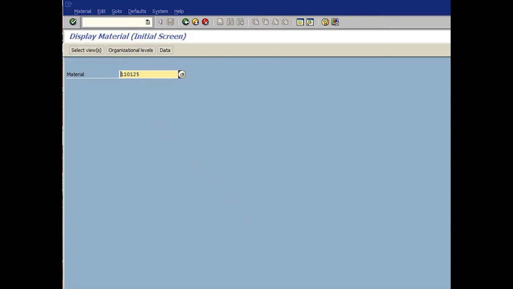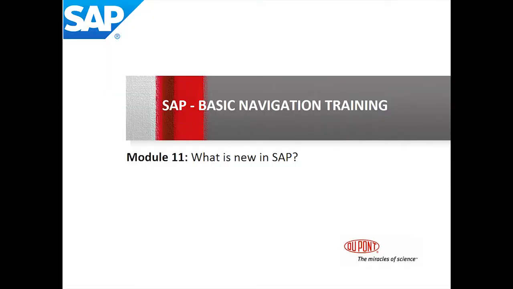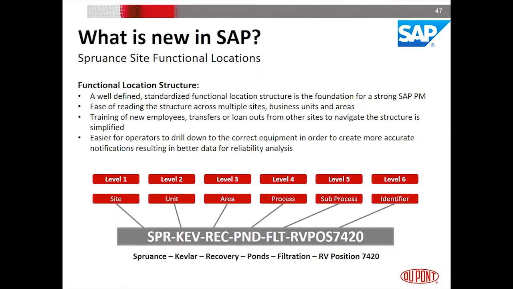As many of you know, we have some exciting things happening at DuPont, and many of them relate to SAP improvements. In this section, I would like to provide you with some of the details of these improvements. One of the most significant improvements is the restructuring of the functional locations. So why did we do this? Because a well-defined, standardized functional location structure is the foundation for a strong SAP PM.